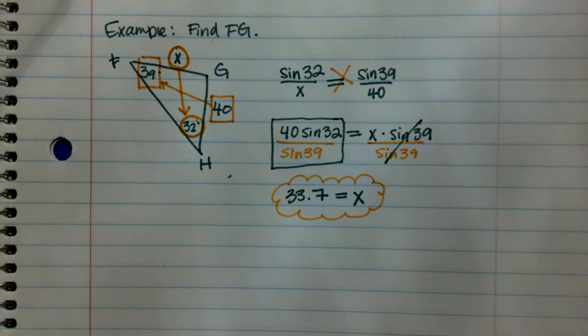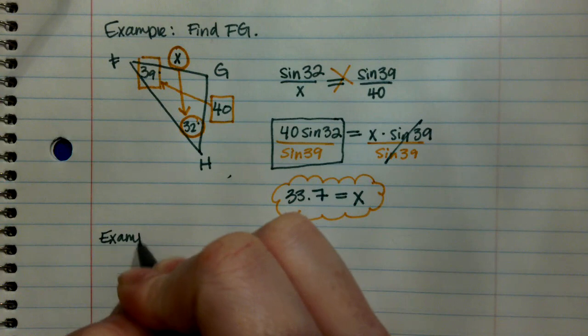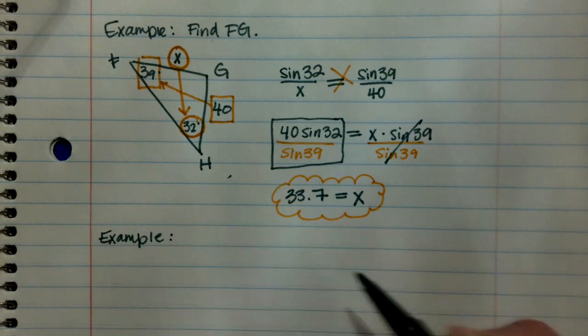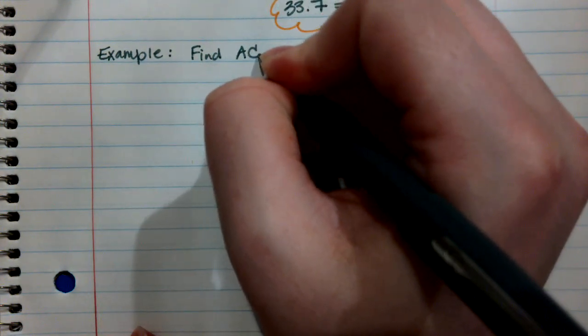So I do need to show you one more of these problems because there is a type that looks a little bit different. So I'm going to get us started, and then I'm going to have you finish it and check to see if you're getting the right answer. So in this example, we want to find AC this time.